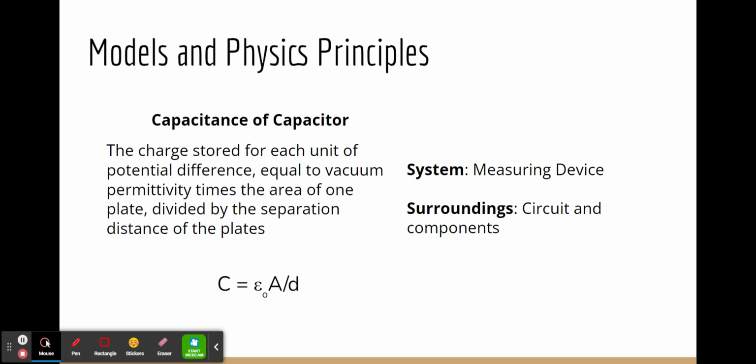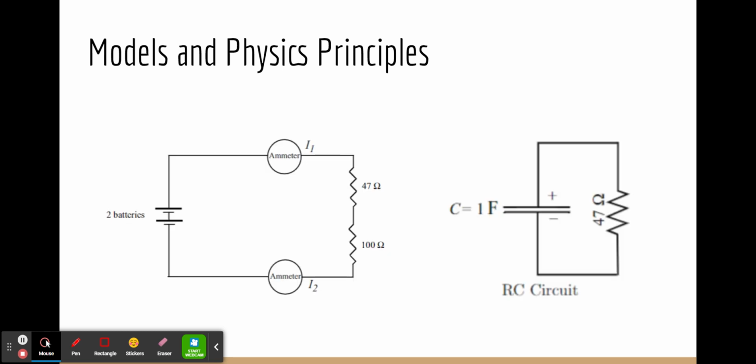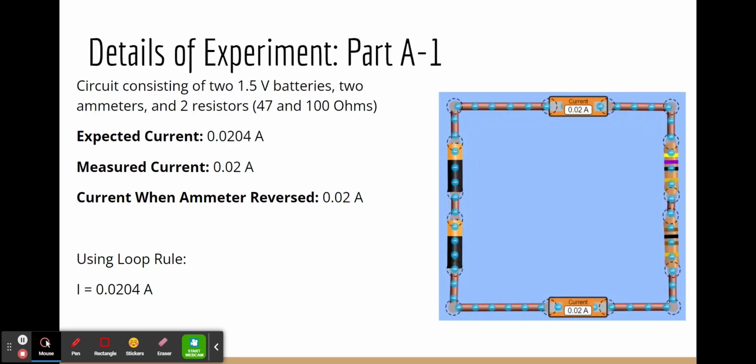The system was the measuring device, and the surroundings were the circuits and the components. This is the RC circuit on the right. This is how it was set up, with the ammeters on the left.